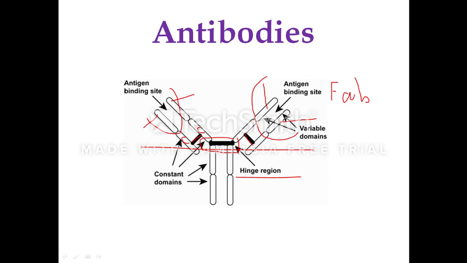And the region that is below the hinge region after proteolytic cleavage, which will not interact with the antigen, is called the FC region, where this region is able to crystallize at very low temperature. This region is called FC. The fragment of crystallizable region is represented as FC.